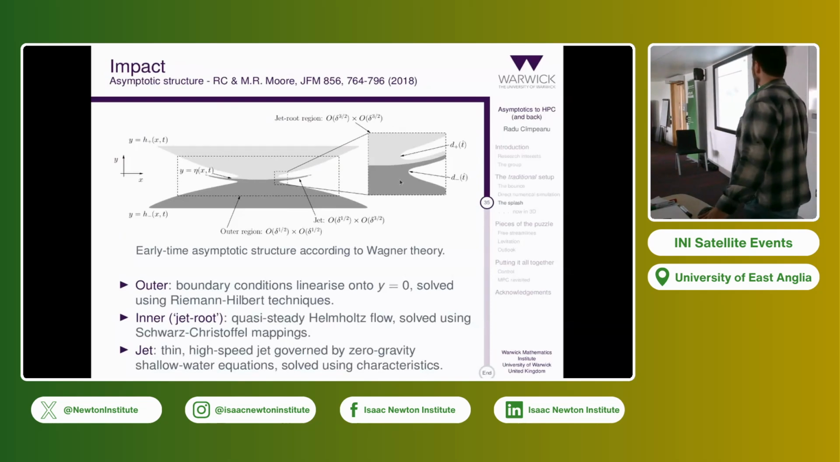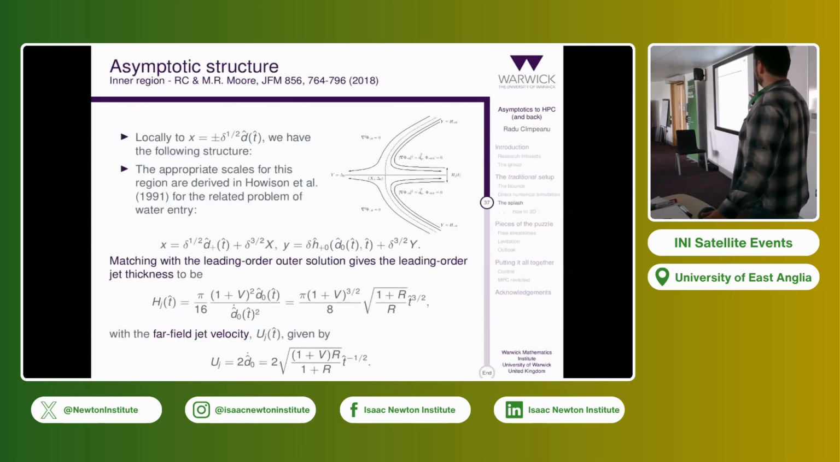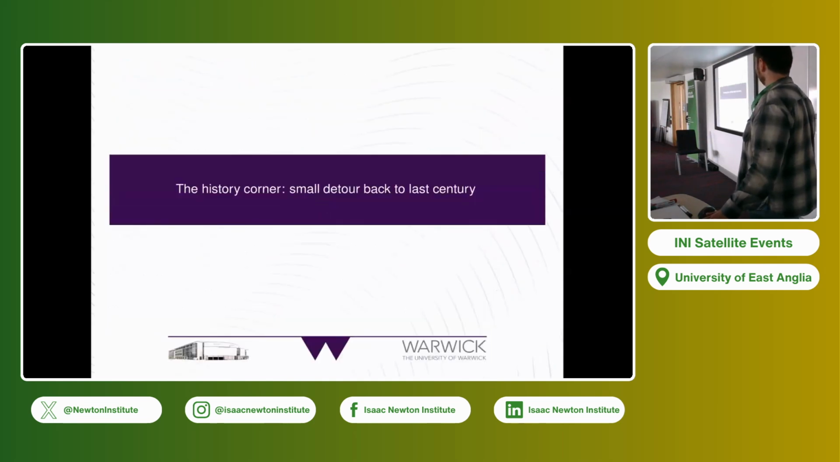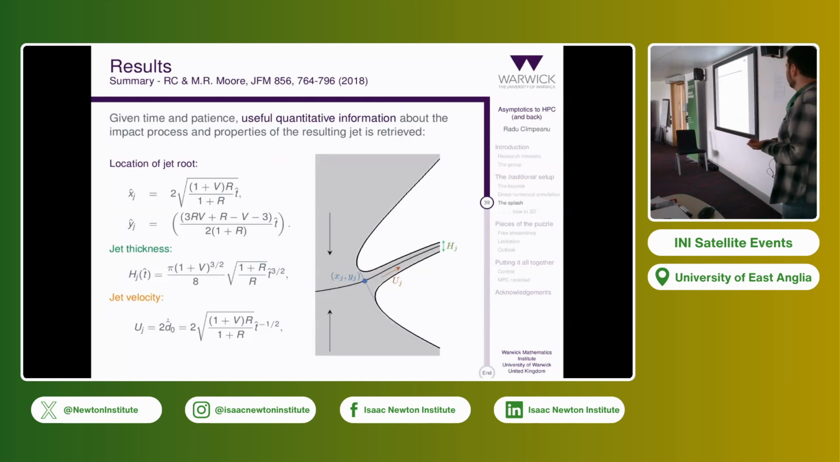We had this really nice framework of matched asymptotic theory through the Wagner framework that we were exploring beforehand. And I mentioned that each of these regions, the outer, the inner, and the jet region, come with their own flavor of interesting mathematics that I've summarized here. If we look at the whole problem put together, this is the type of information on the left-hand side that we get analytically. You find coordinates of the jet root, the thickness of the jet, and the velocity along it. I remind you that R's and V's are constants, so all of those formulae are actually pretty easy to digest.